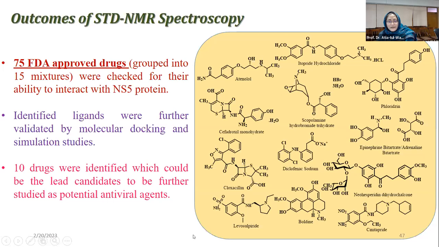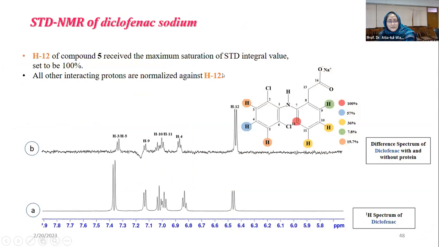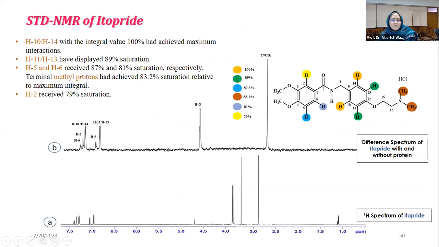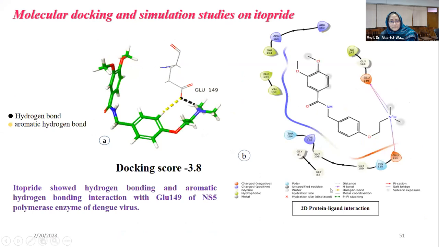Here you can see diclofenac sodium, which shows good interaction with the protein. This is the proton NMR, the upper one, and B is the STD NMR difference, with different percentages of saturation from the protein. Again, the docking studies also show that the compound interacts with the active site of the protein. Similarly, another molecule is etoricoxib, and this is also a drug that received different percentages of interaction from the protein. The molecular docking shows a good interaction with glutamic acid 149.